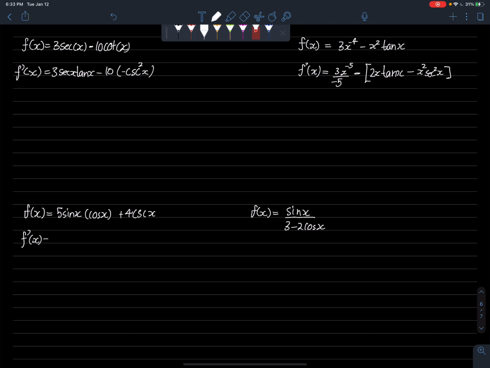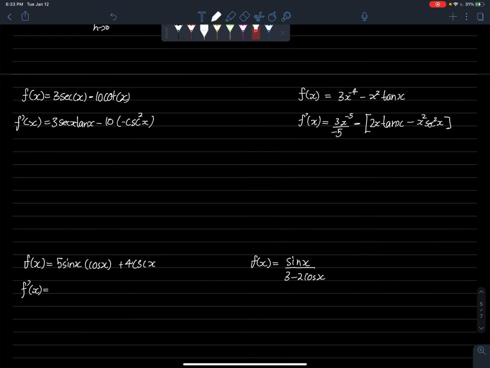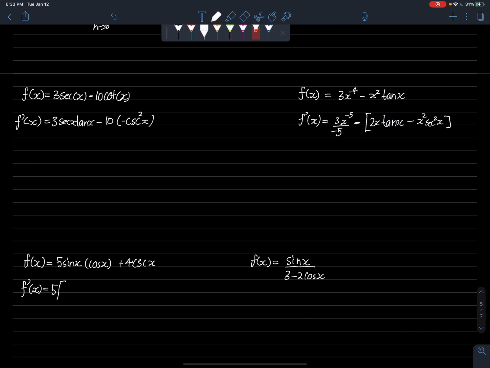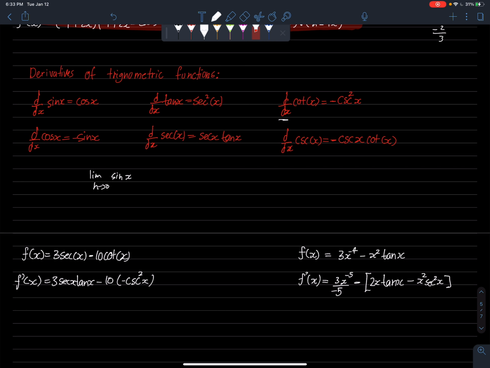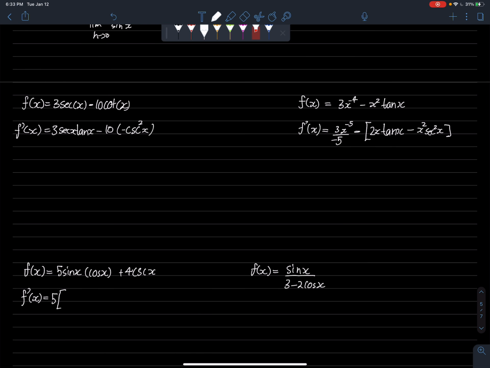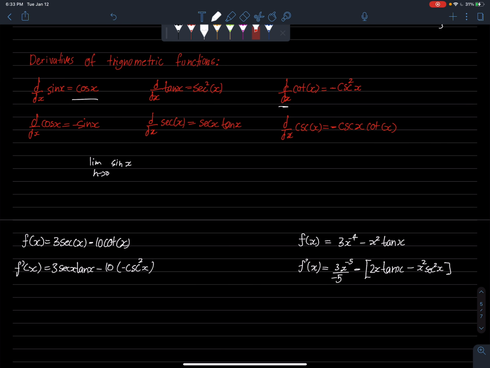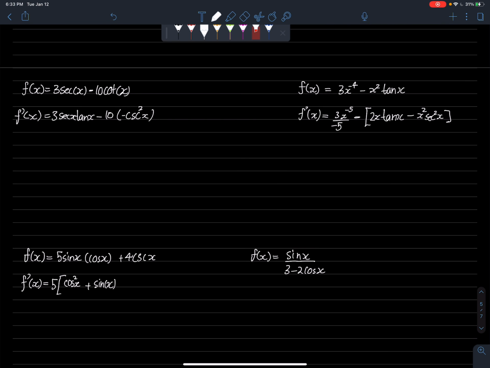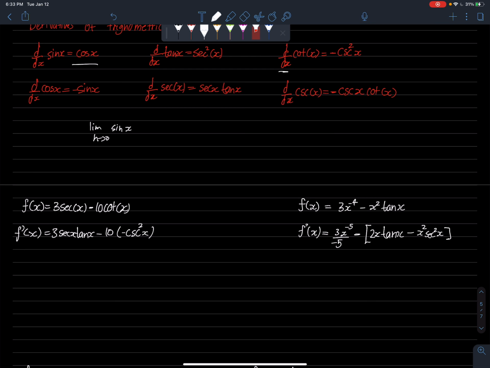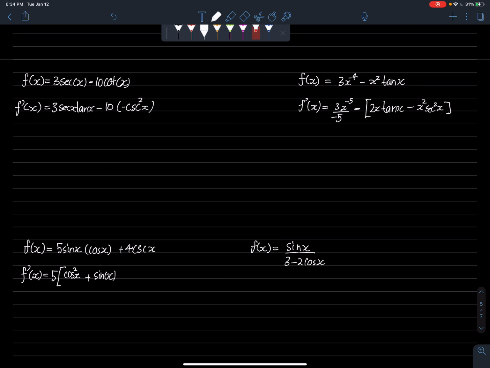For this one, f prime of x, another product rule. So 5, put it outside. Now let's do the product rule. The derivative of sine x is cos x, so cos x squared, because there are two of them, plus now we have to take the derivative of cos x. The derivative of cos is negative sine, so let's flip this and make this squared. So it's cos squared x minus sine squared x.